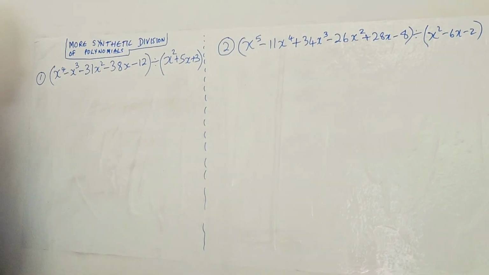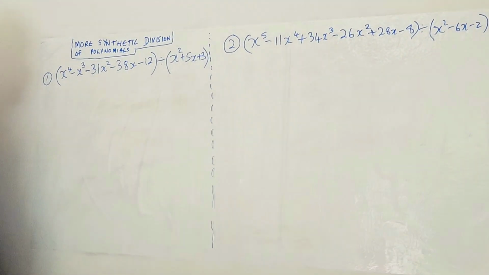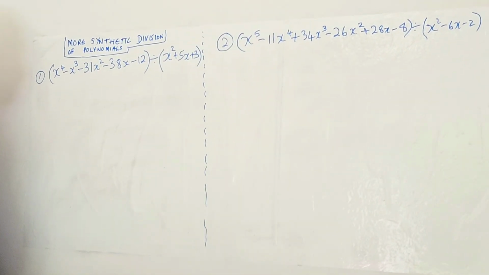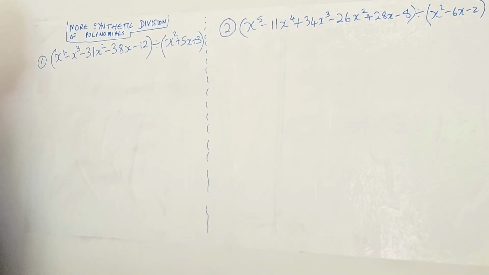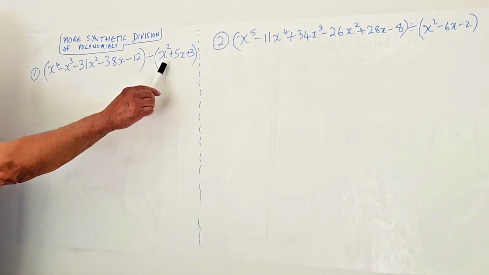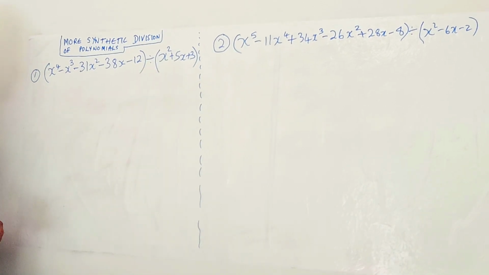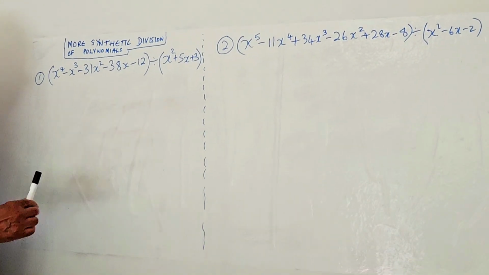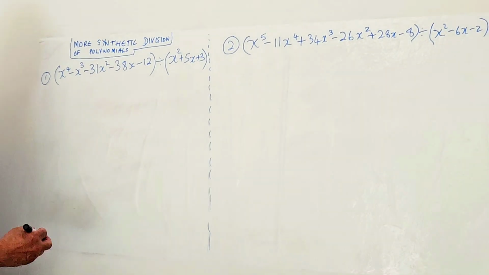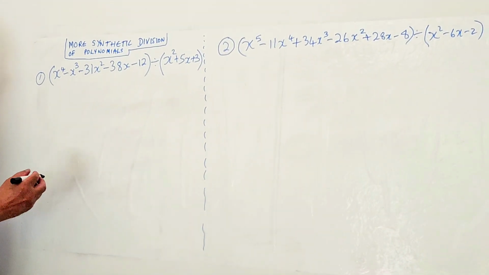Right, I'm going to do a little bit more on synthetic division of polynomials. These are a little bit harder than the ones I've already done. Previously we just had a linear factor as the divisor. Now I'm going to use a quadratic factor. I've done two examples just for reinforcement. But we proceed pretty well as we did before.